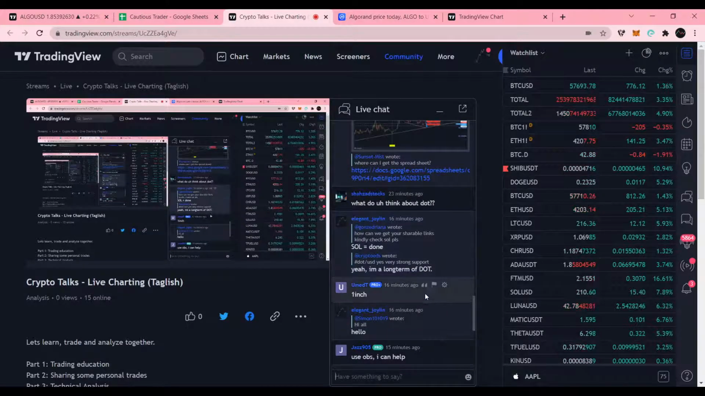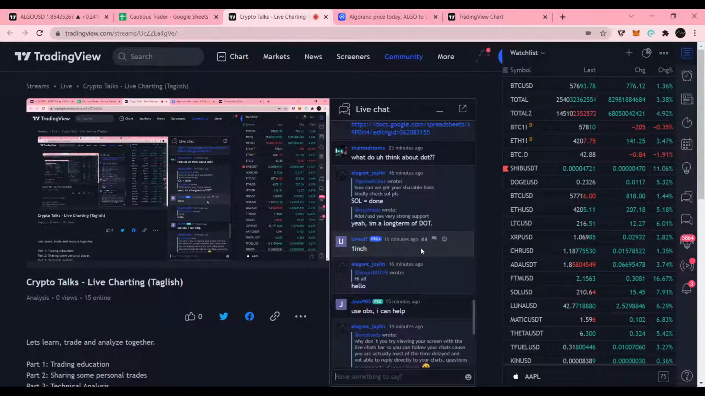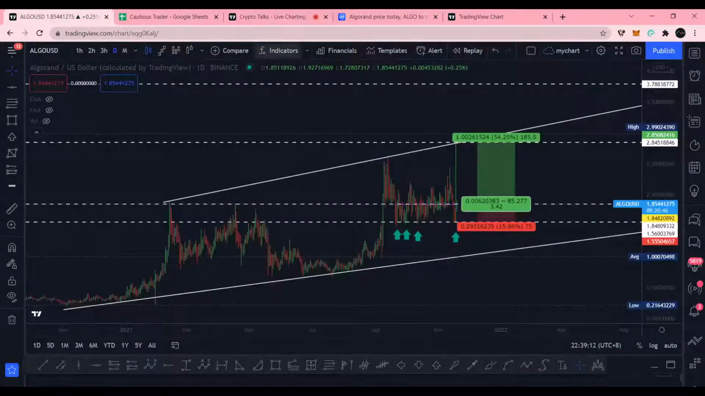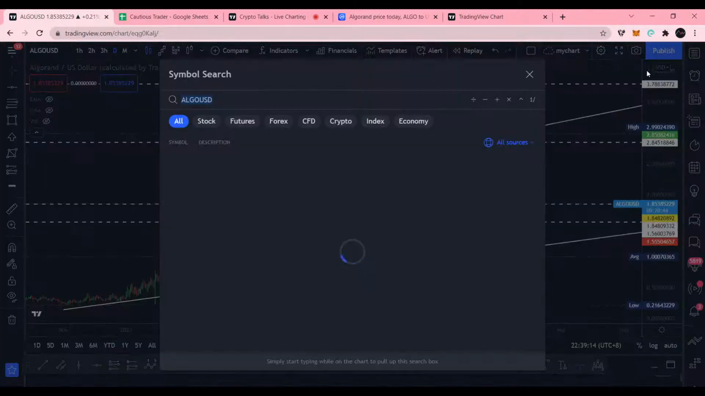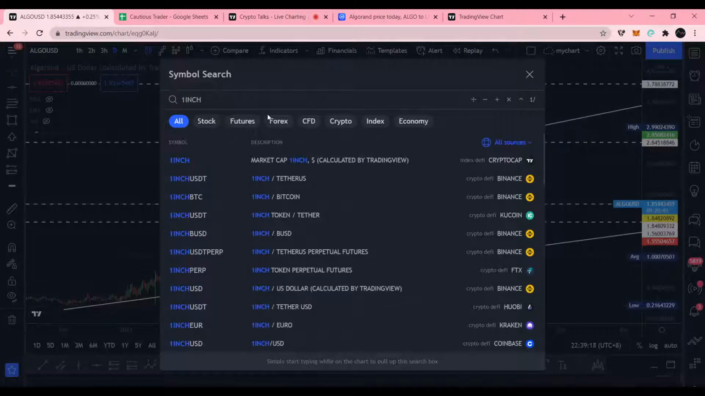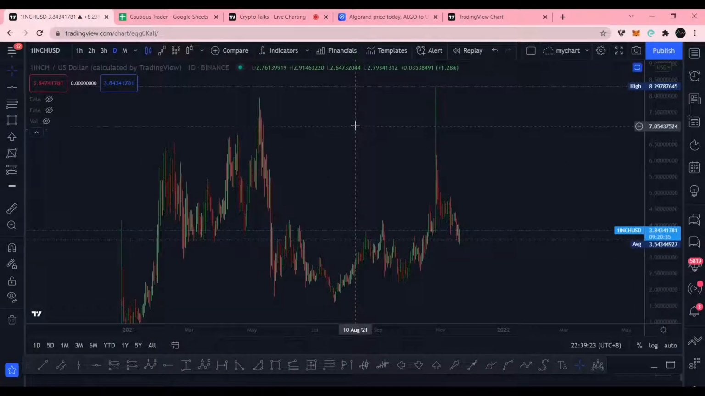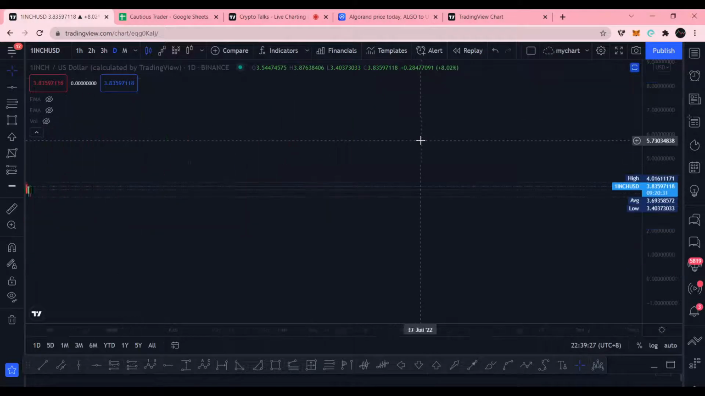And then solely a long term 1inch. So what happened to 1inch? I'm even holding 1inch and I'm at a loss. So maybe let's try to look at that. 1inch USD. So at least it's a completely new one.